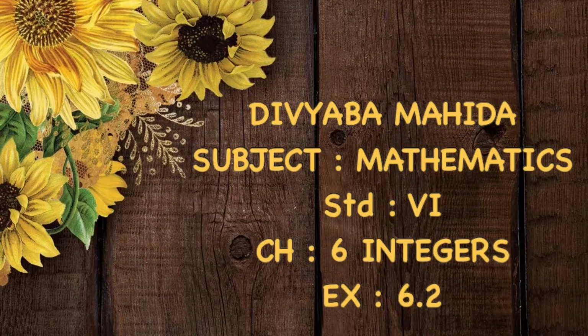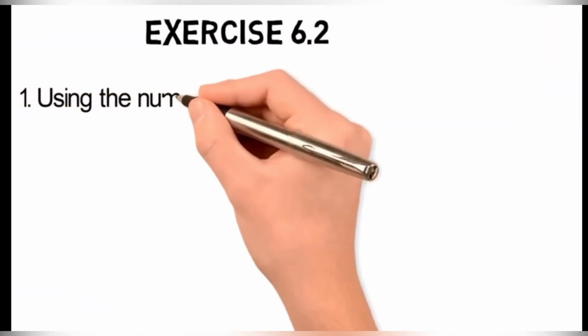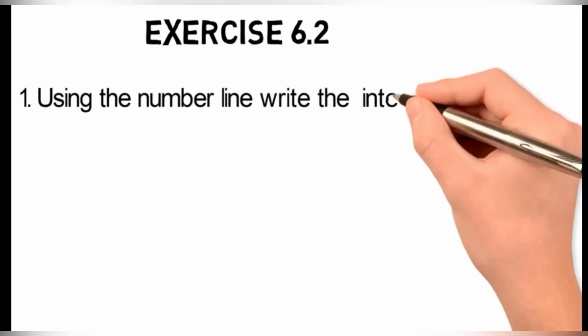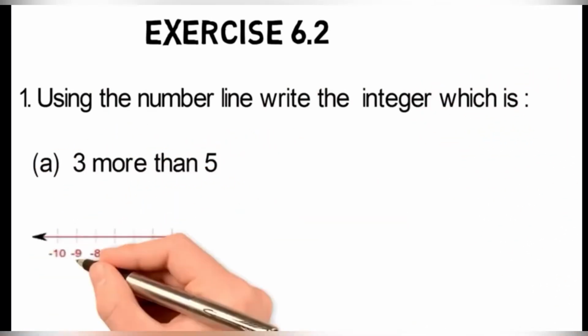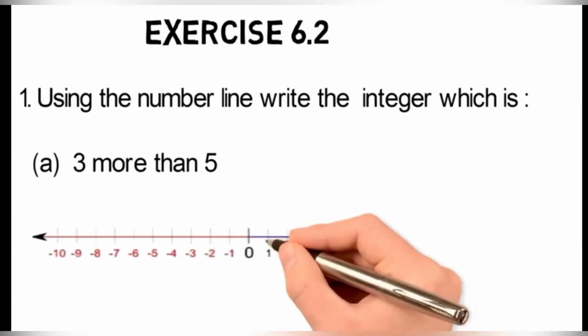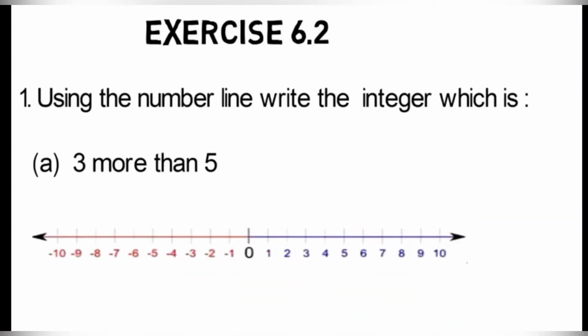Hey kids, so let's begin with exercise 6.2 from chapter number 6, integers. Question number 1. Using the number line, write the integer which is 3 more than 5. So here we are going to draw a number line. It should be neat and clean. Again, I am repeating, with the scale and pencil.